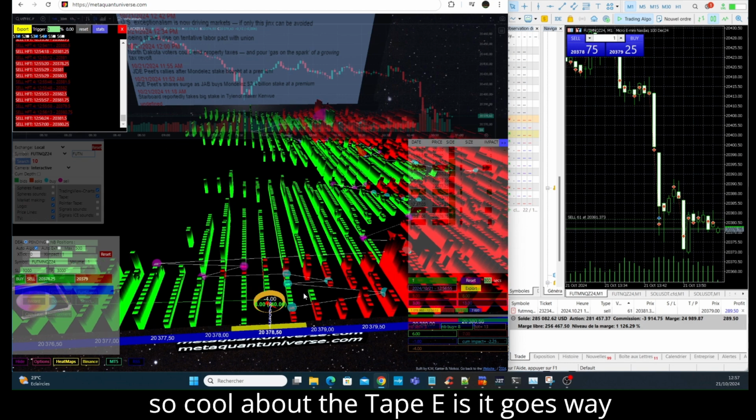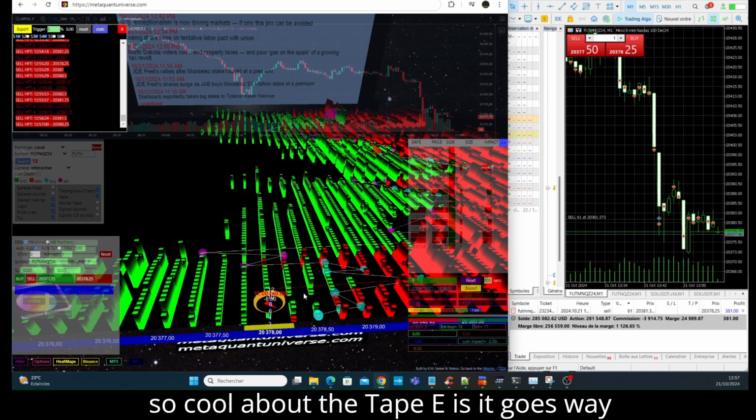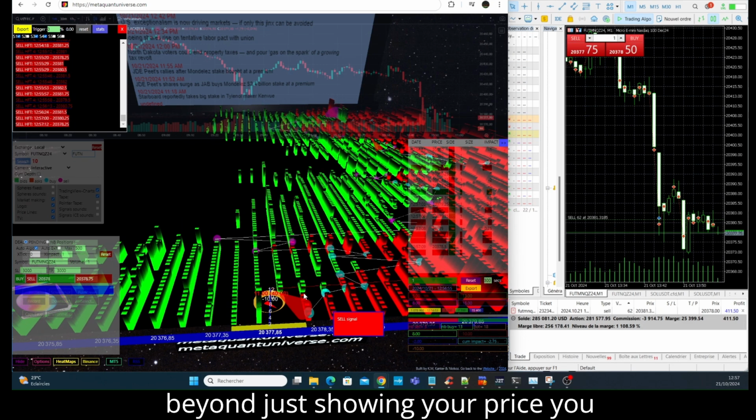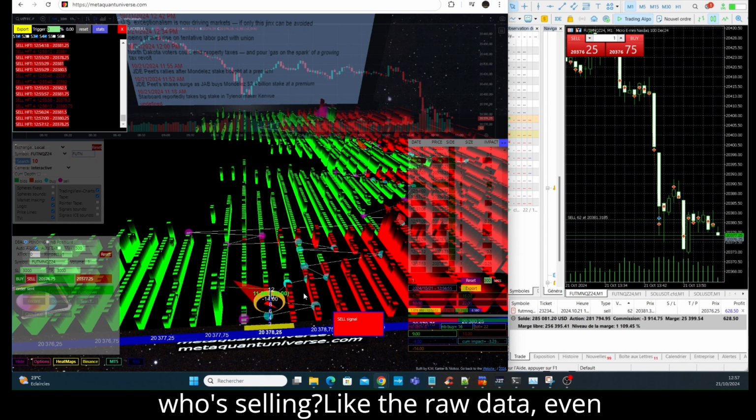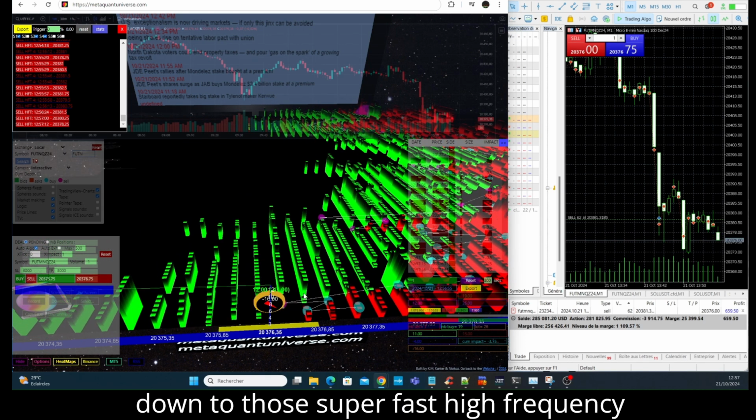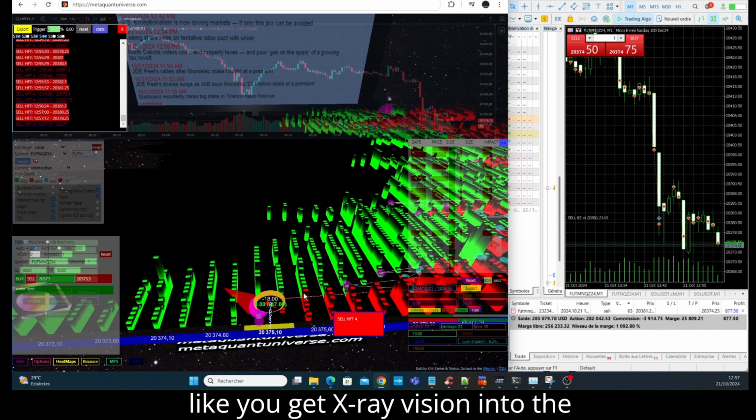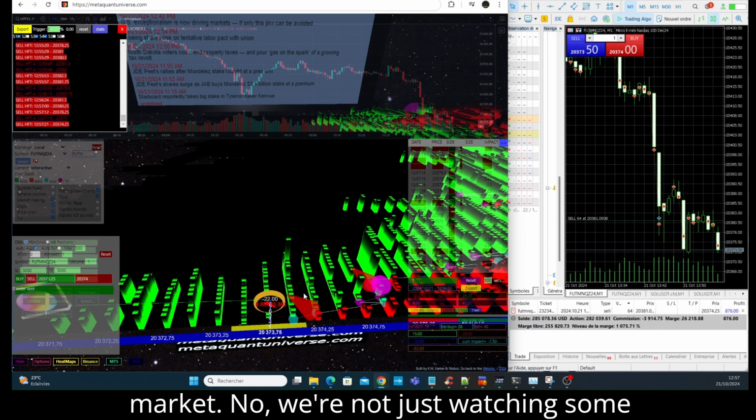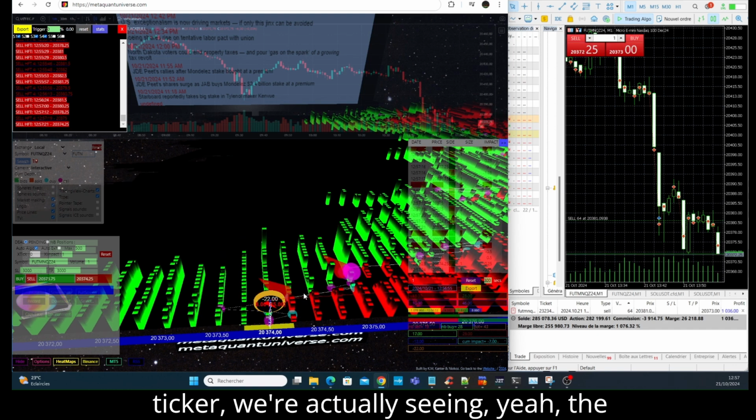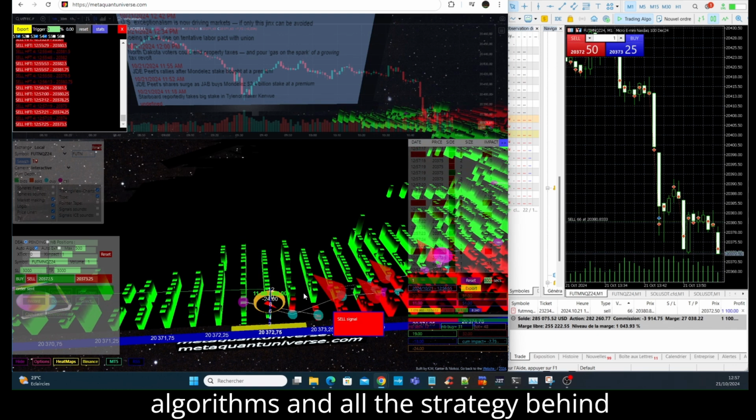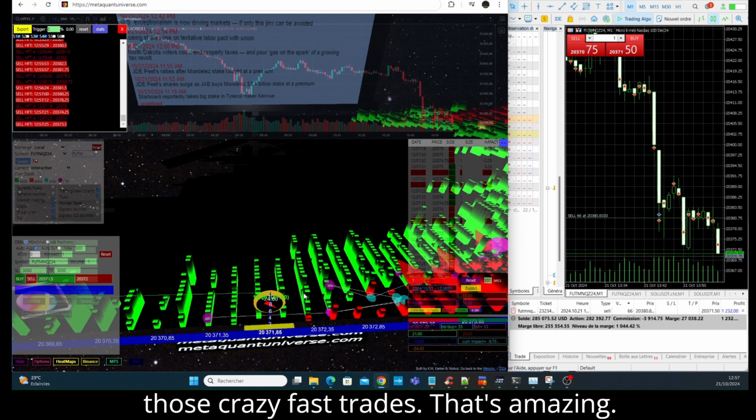Well, what's so cool about the Tape E is it goes way beyond just showing you price. You actually get to see who's buying and who's selling, the raw data, even down to those super fast, high-frequency trading events, those HFT things. It's like you get X-ray vision into the market. We're not just watching some ticker. We're actually seeing the algorithms and all the strategy behind those crazy fast trades. That's amazing.